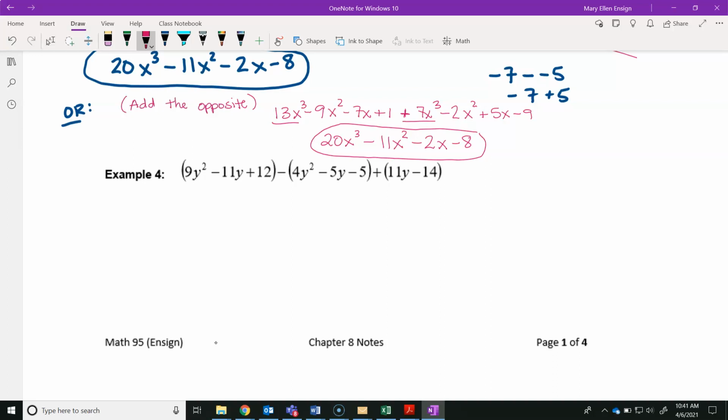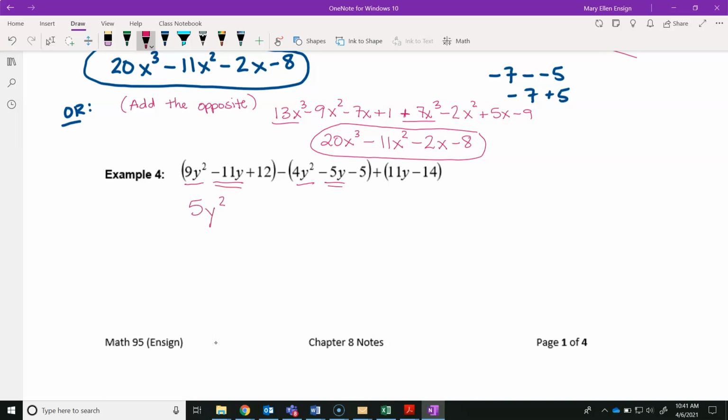Okay, so hopefully you paused the video and gave yourself a chance to look at it. So again, we want to look at all 3 of these. So I'm going to look for like terms. I have 9y squared. I see that there's a 4y squared here in the part that we're subtracting. There is no squared in the last polynomial. So I'm just going to combine these two. So 9y squared minus 4y squared is 5y squared.